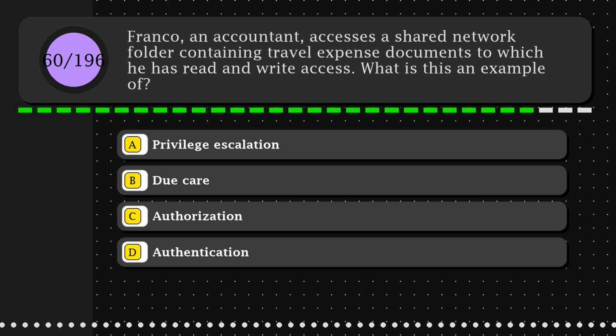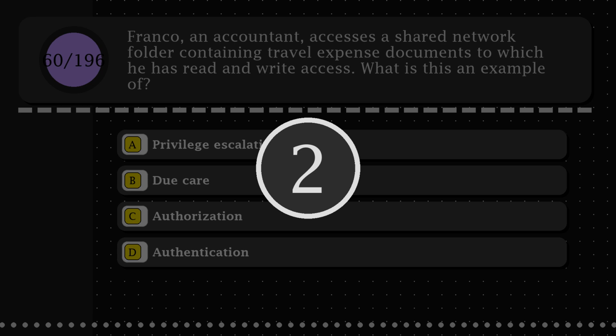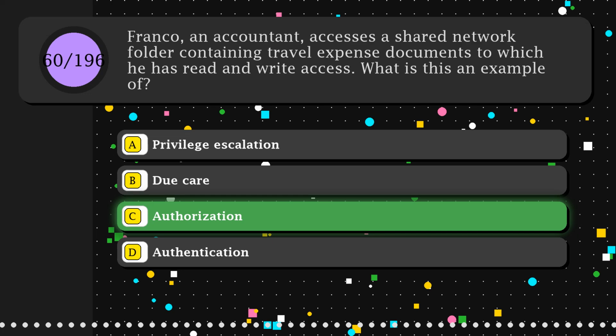Question 60. Franco, an accountant, accesses a shared network folder containing travel expense documents to which he has read and write access. What is this an example of? Option A, privilege escalation. Option B, due care. Option C, authorization. Option D, authentication. The correct answer is option C, authorization.